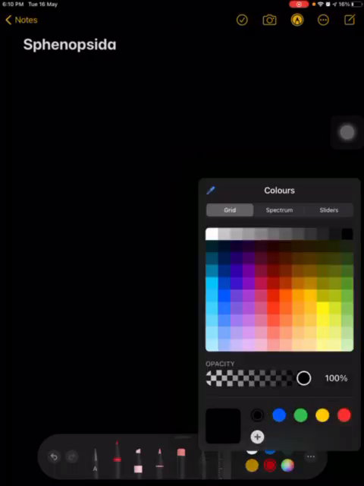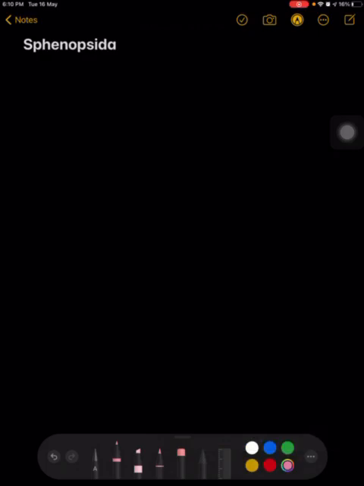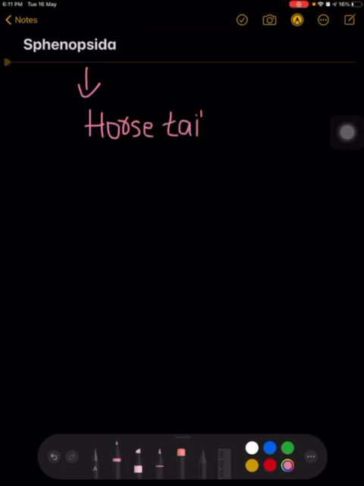So today we will talk about the Sphenopsida, which is also known as horsetails, right? Okay, so the living genus of this group is Equisetum.